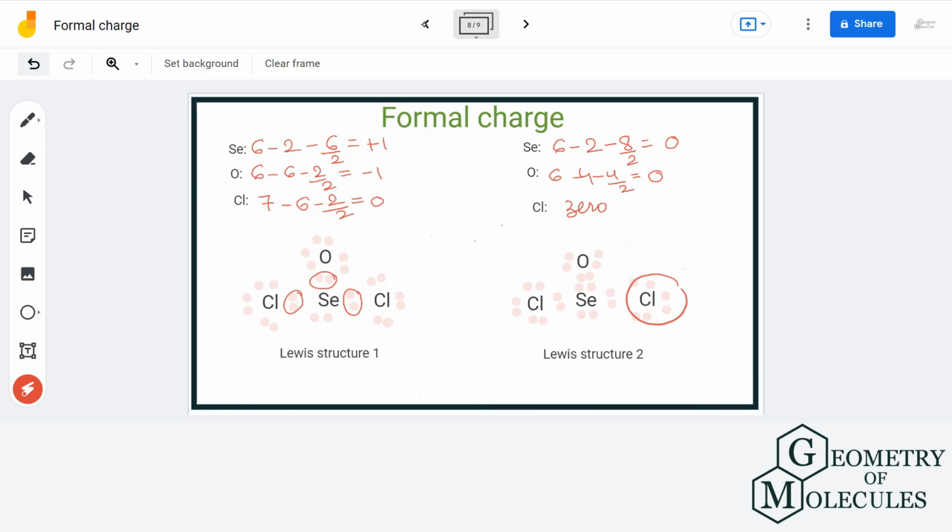This way, we have answered both our questions about why and how we calculate the formal charge.